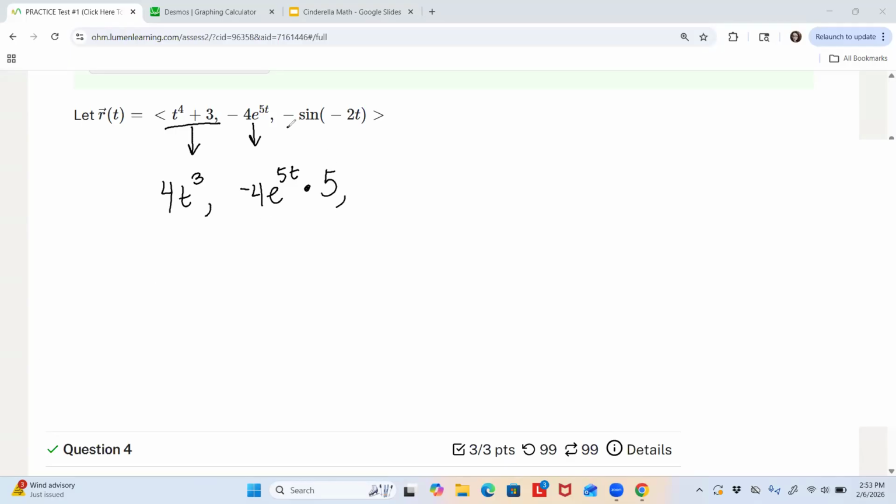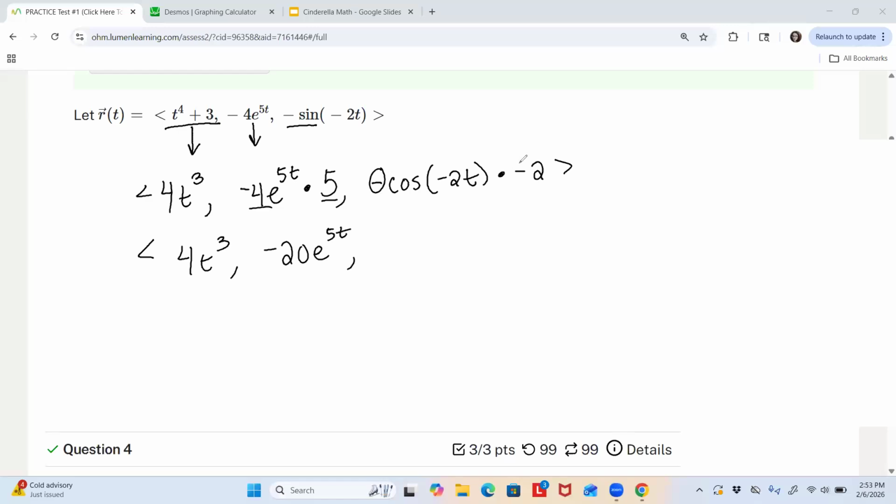And then derivative of negative sine: regular sine's derivative is cosine. So negative sine would be negative cos, keep the argument, times derivative of the argument. And then let's just clean that up. The first one's fine. Negative 4 times 5 is negative 20, e to the 5t. Negative times negative would be positive cos. Put this 2 in front, it'll look better. And keep the argument. Answer.